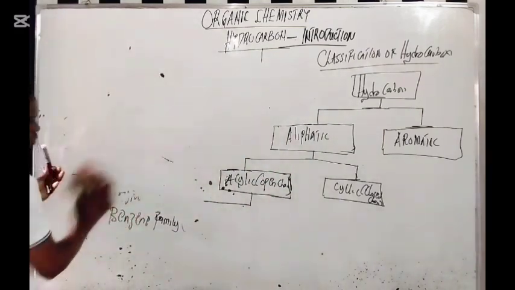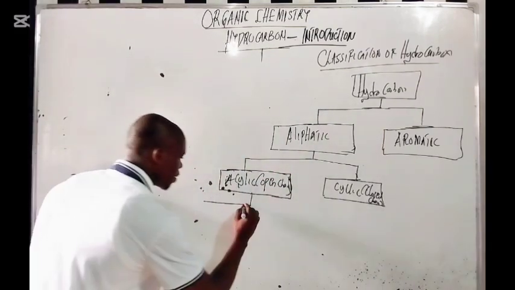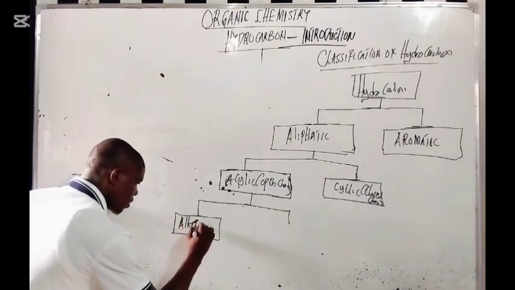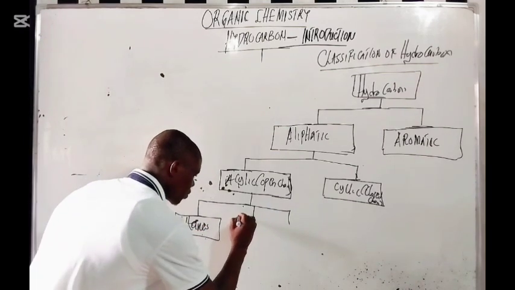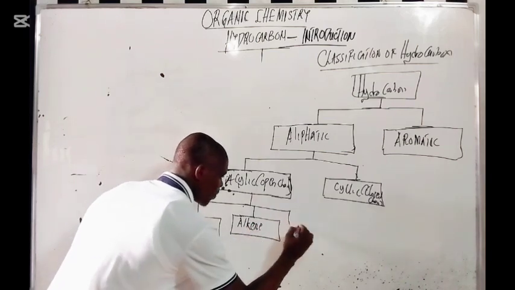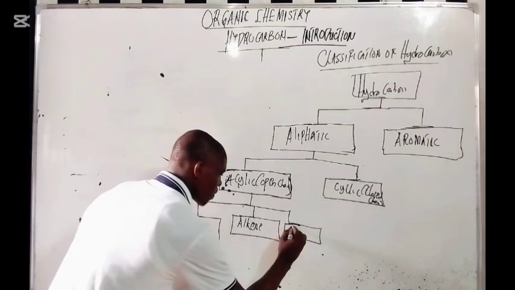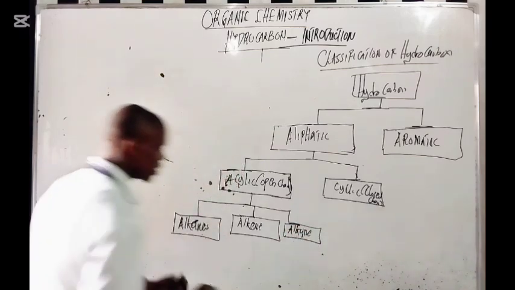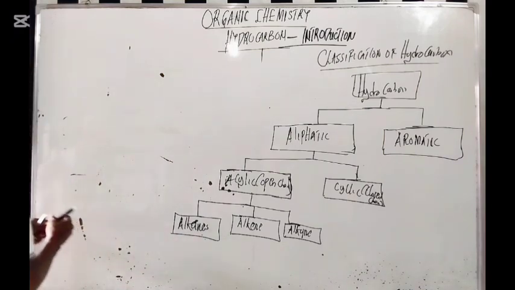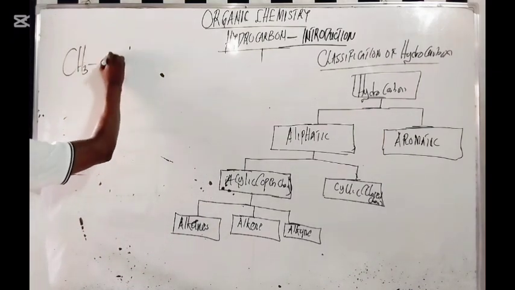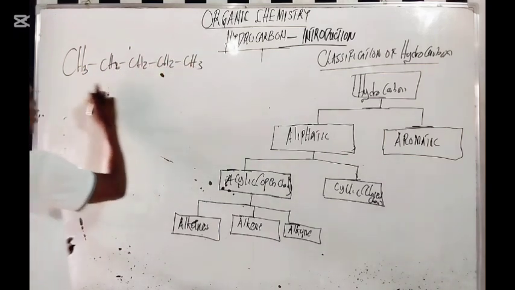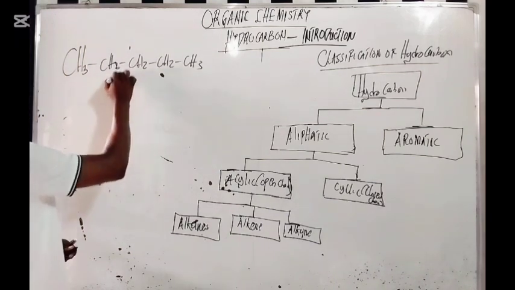Let me write this here. So if you look at this, it can be Alkanes, Alkenes, and Alkynes. Now they are open shape. For example, here we have Alkanes: CH3, CH2, CH2, CH2, and CH3 here. For example, we have 1, 2, 3, 4, 5 carbons. It's called pentane.